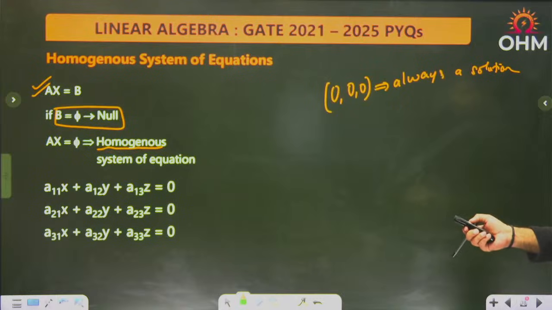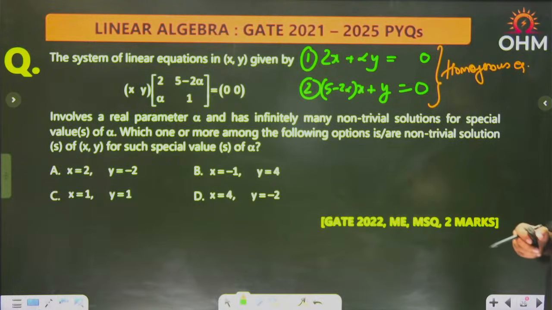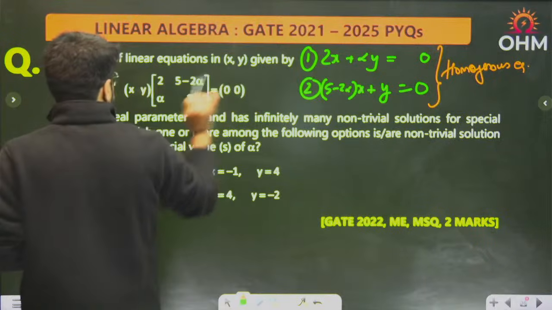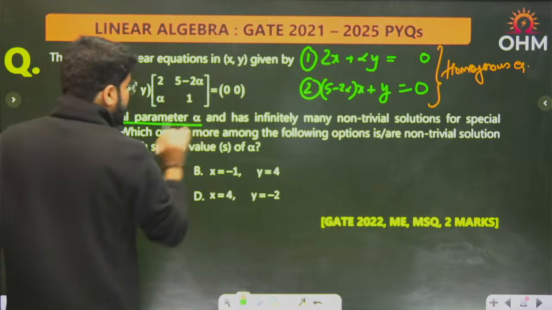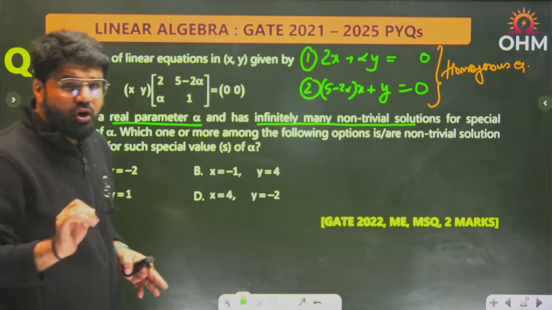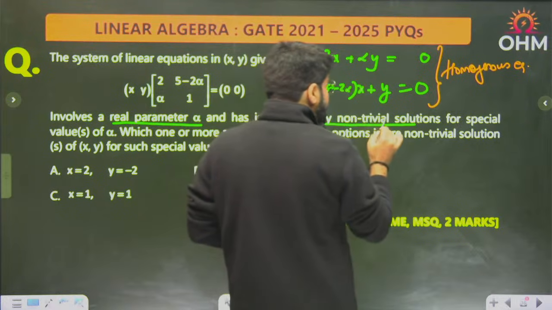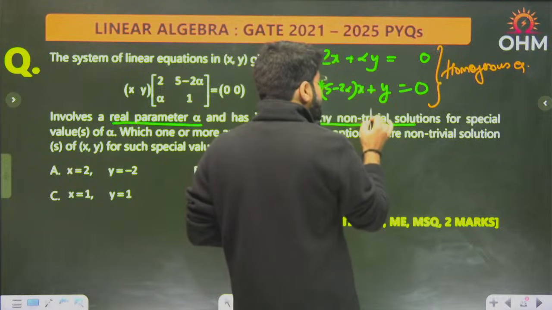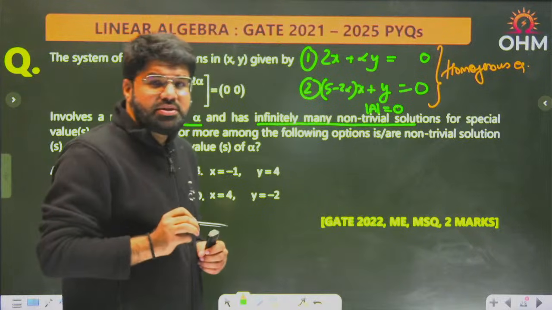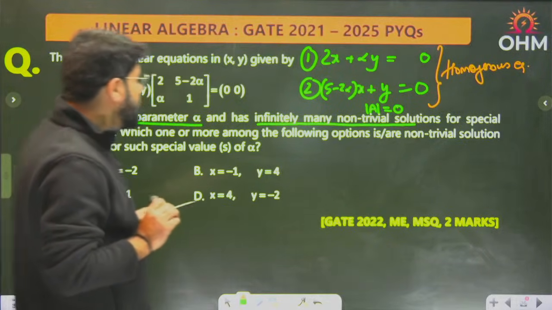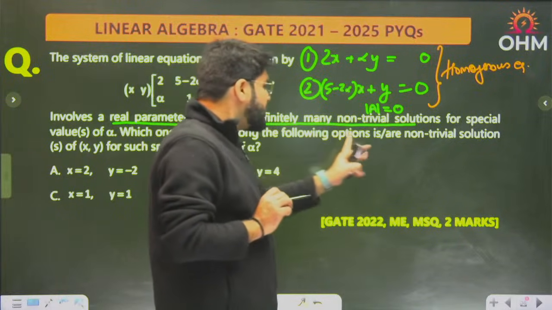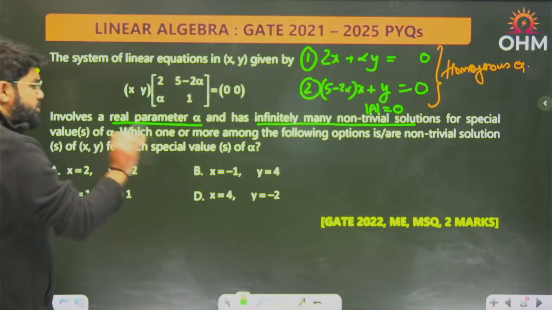Going back to the previous question that I showed you. These are the two equations. Right side zeros means homogeneous equation. Now this linear system of equations involves a real parameter alpha and has infinitely many non-trivial solutions. What is the condition for a non-trivial solution? A is a square matrix, 2 cross 2. Determinant of A should be 0. Non-trivial, infinite solution means determinant equal to 0, for some special values of alpha.